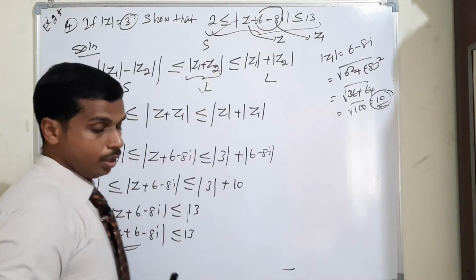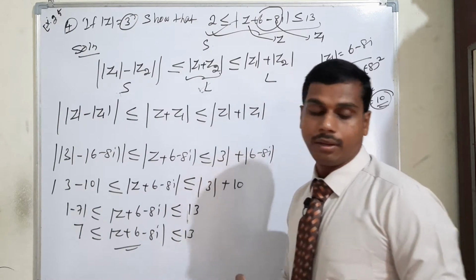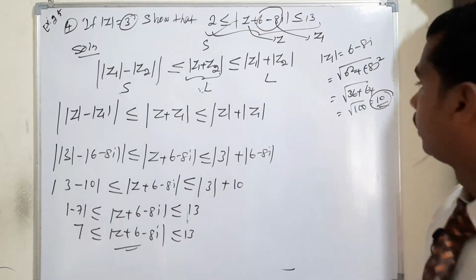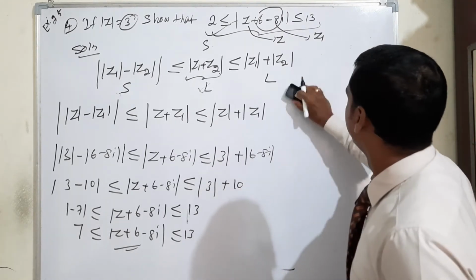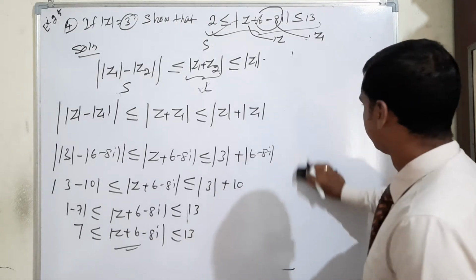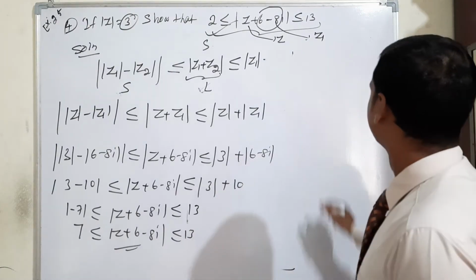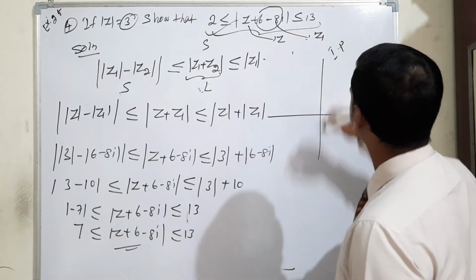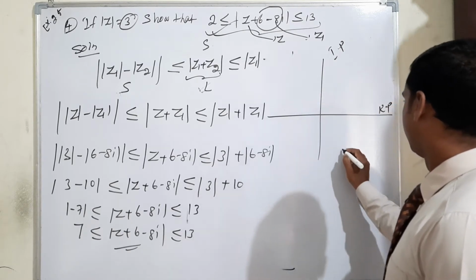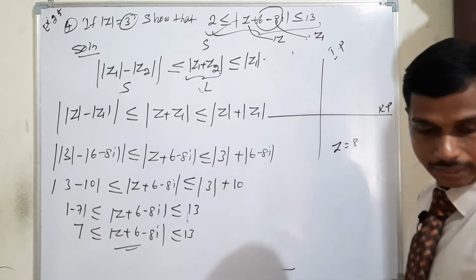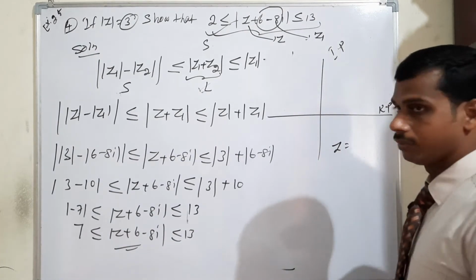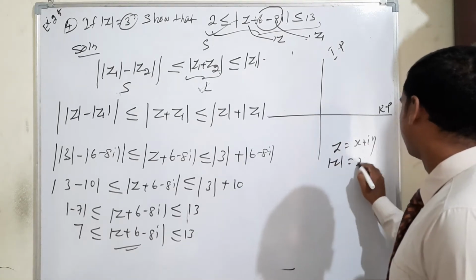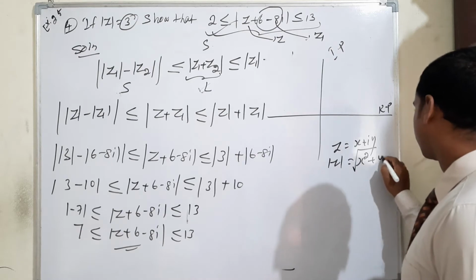But if you stop up to this point, definitely you will lose 1 or 2 marks. You have to show it with the Argand plane, that is, the real part and imaginary part also. This is called the real part, this is called the imaginary part. When you compare, z is equal to x plus iy, isn't it? If you take the modulus of z, what is the meaning? Square root of x square plus y square.